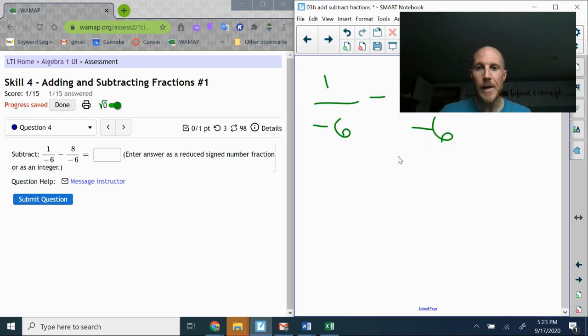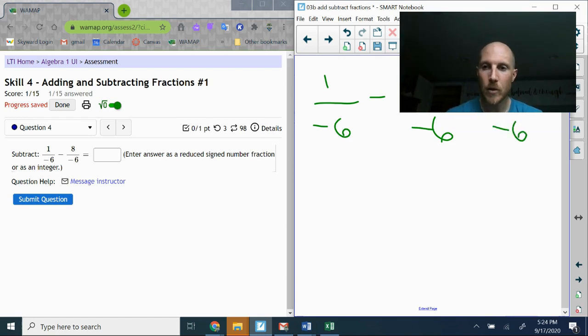Move this up here. Okay, so I start with 1, subtract 8. I'm just going to look at the numerators, and 1 minus 8, I gotta wait for my pen to show up, is, oh my gosh, come on, pen, going to be -7. Oh, it changed to green. That's weird.